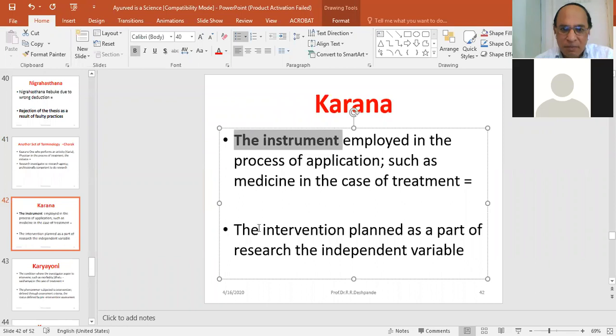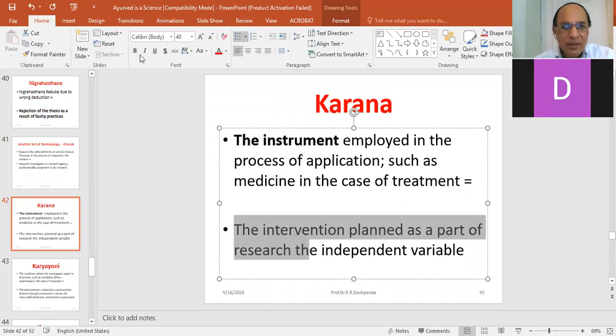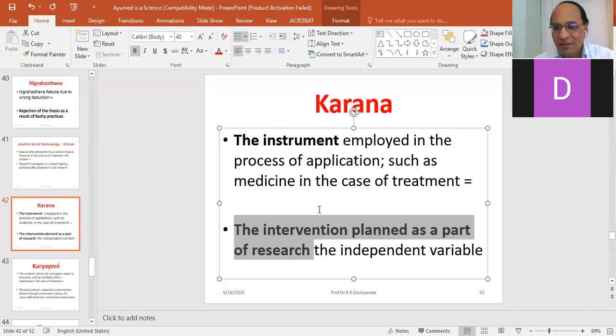Intervention planned as a part of research. Okay. So, Amrutadi Gugulu is my Karana. I am using this tablet for treating rheumatoid arthritis. So, Karana is a kind of instrument that you are using for your research. Some people will use the culture and sensitivity test. That is their Karana, or the instrument or methodology.